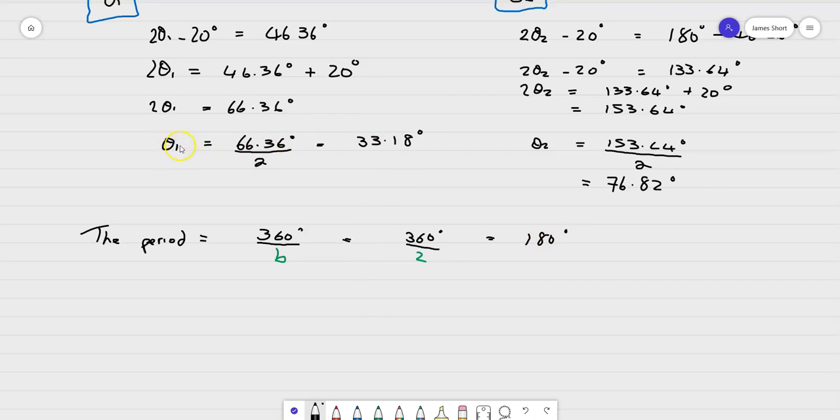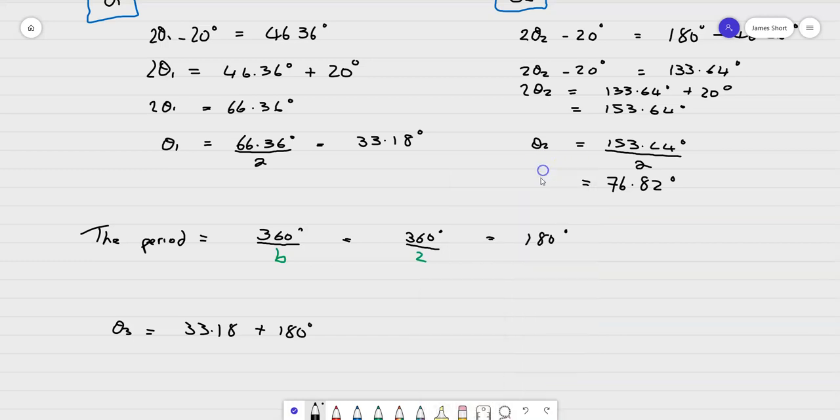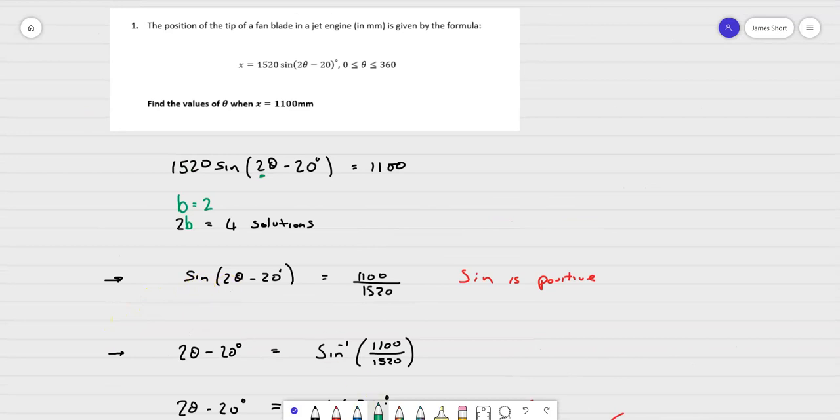So to get theta 3, we're going to add 180 degrees to this angle here. So theta 3 is equal to 33.18 plus 180 degrees. And that gives us 213.18. So I'll put that in a green box as well. I'll try and not cover that. Right, I've done it again.